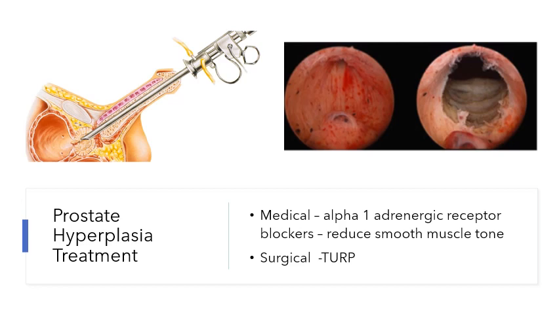And you can see there on the right is the image obtained through the cystoscope. The left hand image shows the central zone obstructed by the nodules of hyperplasia, and the other image shows what it looks like after this central zone has been resected.